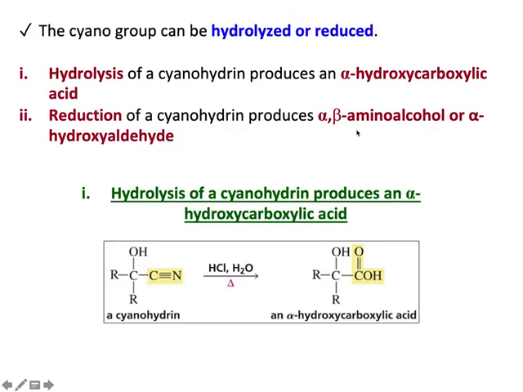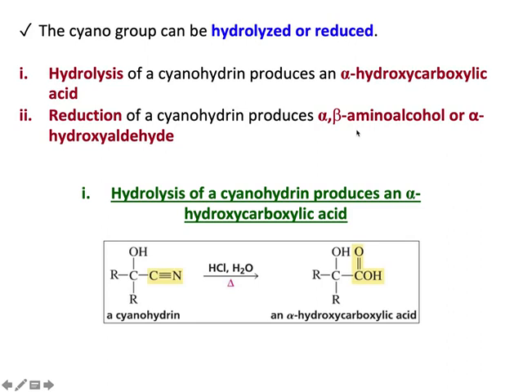Okay. The cyano group can be hydrolyzed or reduced. So there are 2 reactions for cyanohydrin. First, hydrolysis of cyanohydrin produces α-hydroxy carboxylic acid. Number 2, reduction of the cyanohydrin product produces an alpha beta amino alcohol, or we call it an α-hydroxy aldehyde.